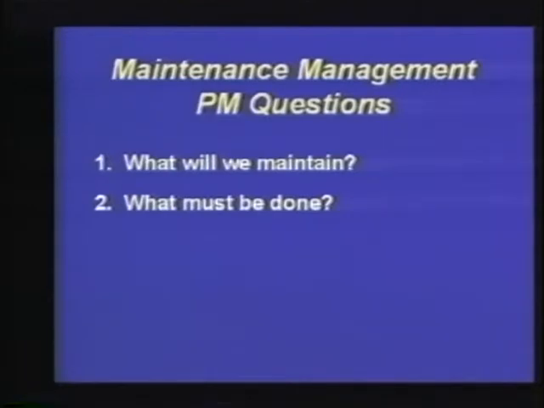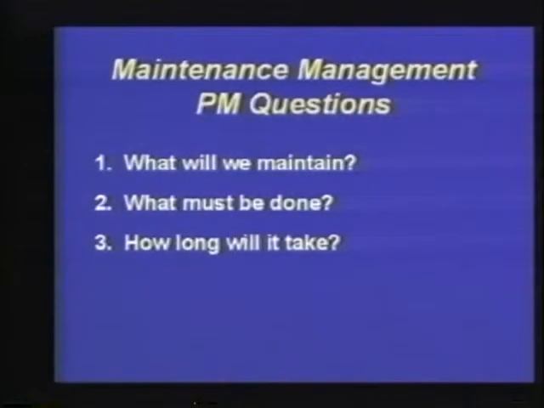Again, 1, what will we maintain? That comes out of the equipment maintenance requirements. That would be function 1 within the PM program. What must be done? That's the specific recommended PM activity, recommended by either the OEM of the equipment or the asset, or it's something that you have developed internally through years of maintenance of that particular asset. How long will it take is the timing.